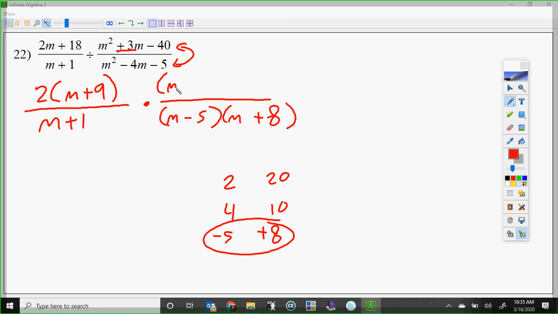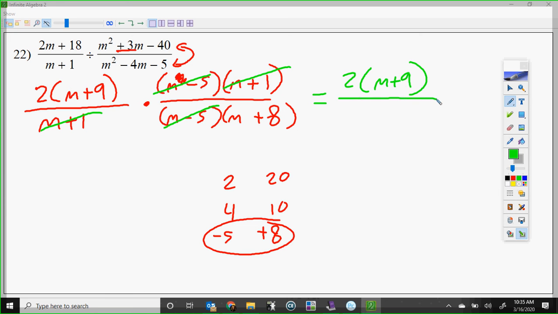For the top, which is going to be the bottom, oops, didn't want a negative m there, sorry, m. What multiplies to make negative 5 and adds to make negative 4? Well, that's going to be negative 5 and positive 1. All right, and now I can cancel stuff out. I have minus 5 and a minus 5, a plus 1 and a plus 1, and that's it. So on the top, I have 2 times m plus 9. On the bottom, I have m plus 8.